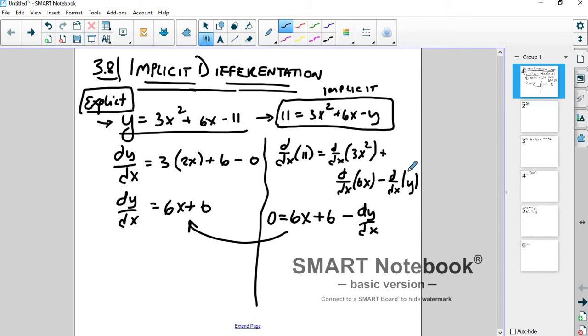I'm sure some of you are sitting there thinking, well, big deal. Why would we do that? It works just fine over here. Well, you're right, it does work just fine over here, but not all expressions, relations, are functions of x. You can't just solve for y, right?